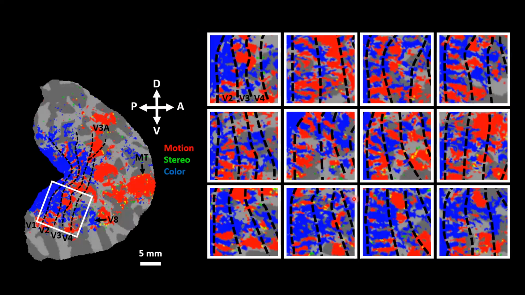Here you can see the interdigitation of these sites. Again, as in controls, color and motion-selective sites are interdigitated, but here you see almost no stereo-selective sites. You can see the same phenomenon here in 12 different hemispheres. In almost all tested individuals, stereo-selective sites are rare, but interdigitated color and motion-selective sites are easily detectable.